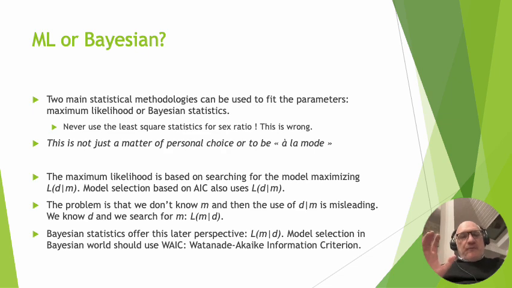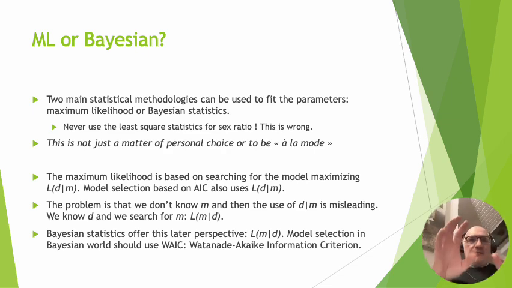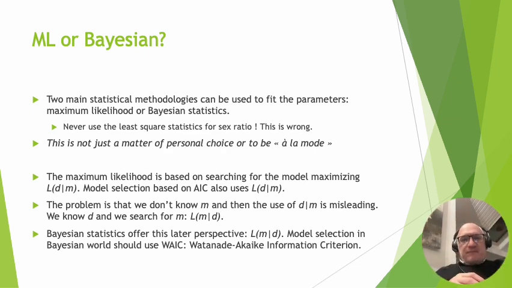You have two main statistical methodologies to fit the model to your data: maximum likelihood or Bayesian statistics. Never use the least square statistic for sex ratio. This is wrong. The use of maximum likelihood or Bayesian statistics is not just a matter of personal choice or to be à la mode because Bayesian statistics is supposed to be more complicated.